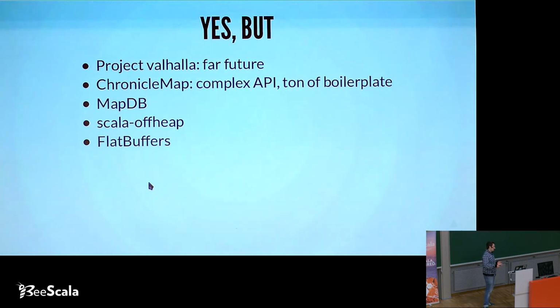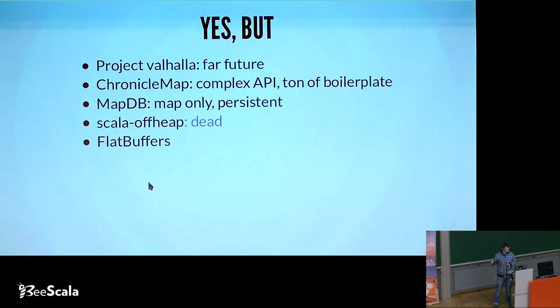The Chronicle Map is very Java-specific. It has a complex API. It requires a ton of boilerplate. So if you have a case class, a very rich case class structure, you need to somehow serialize it and deserialize it. And MapDB is also map-centric, focused mostly on persistence. It doesn't work with Scala for some reason because of some weird Kotlin compiler bug. So if you try to use MapDB from Scala, you'll see that it won't compile for some reason.